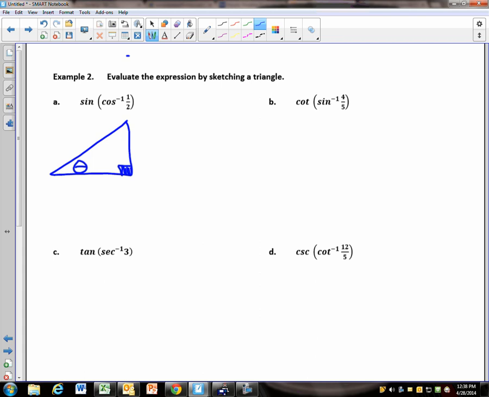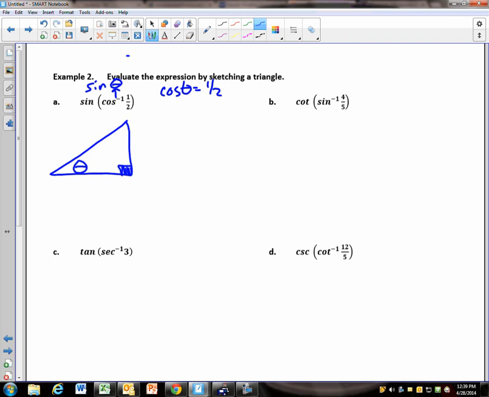So sine of cosine inverse, this piece right here, this cosine inverse of 1/2, just gives you theta. So we're actually trying to find out what sine of theta is. The piece of information that they give us is that cosine of theta happens to be equal to 1/2. And when you inverse it, you get theta.